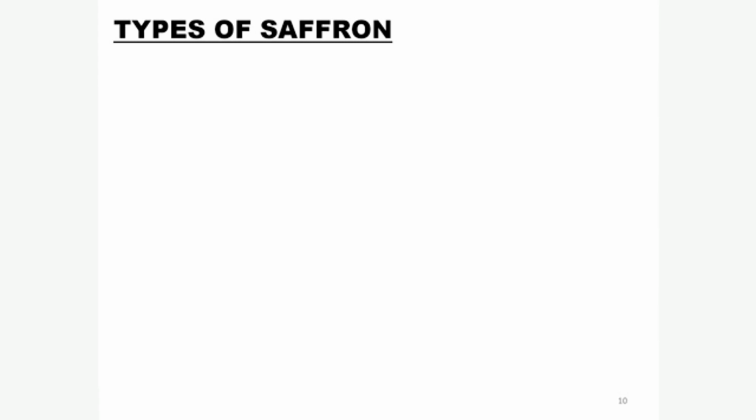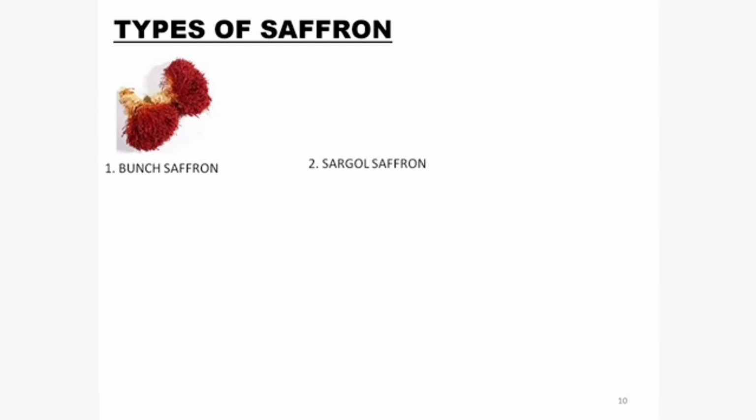So types of saffron, we see the first type, that is the bunch saffron, that is the red and yellow parts of the saffron are put together in a single strand, and the stigma of the three saffron branches in this part are not separated from the white part of the saffron. This is the bunch type. So this is also known as the bunch saffron. And the second one is the sargol saffron. Sargol saffron is generally the most widely and commonly used type of saffron.